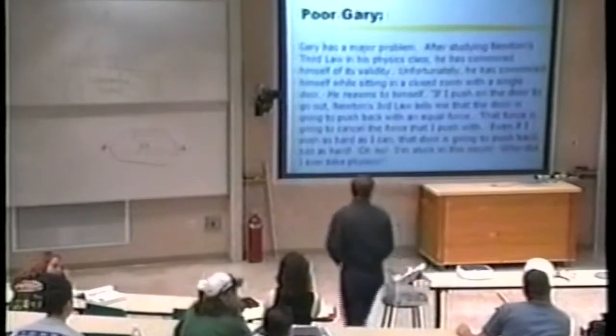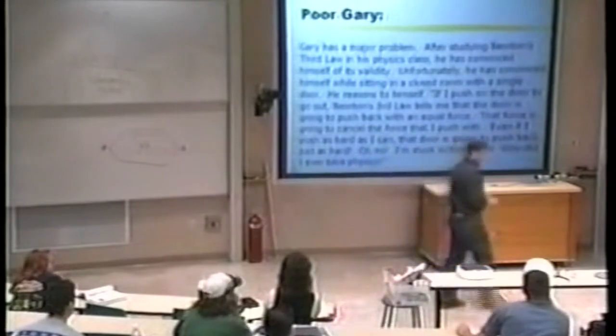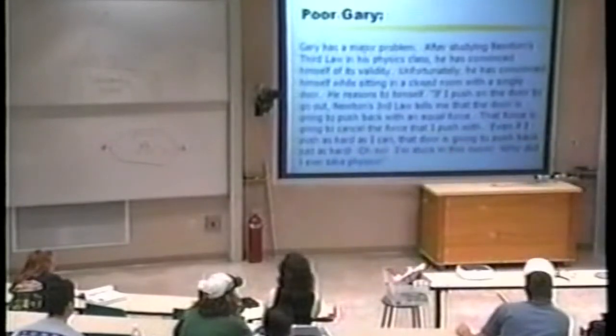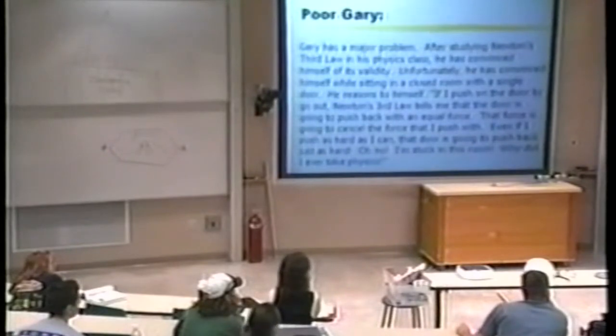Okay, so let's suppose that we consider friction. Let's consider that there's friction between Gary's feet. He still pushes on the door, and because of Newton's third law, it still pushes back just as hard. So why would the door open? Just because there's friction.